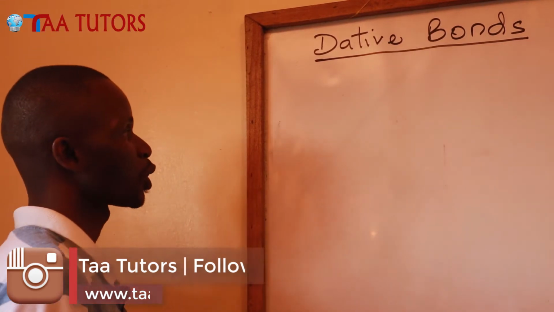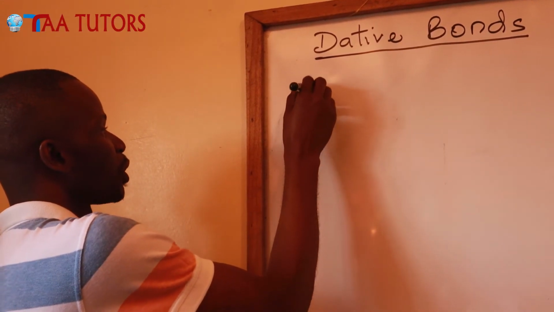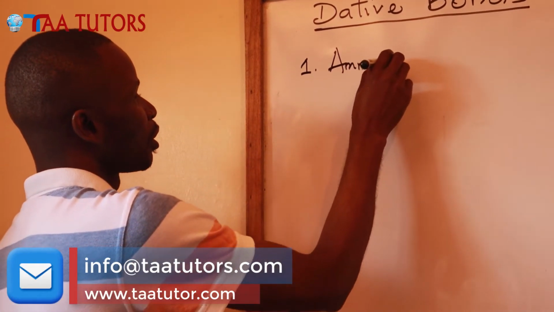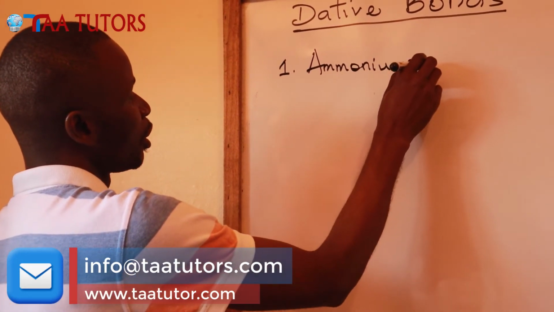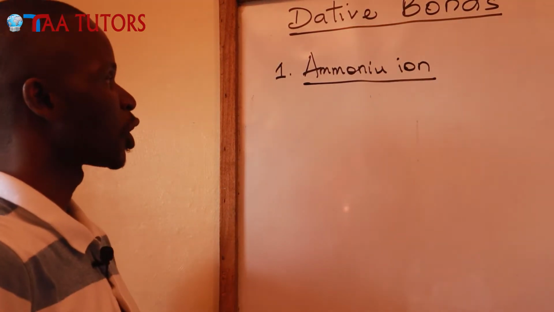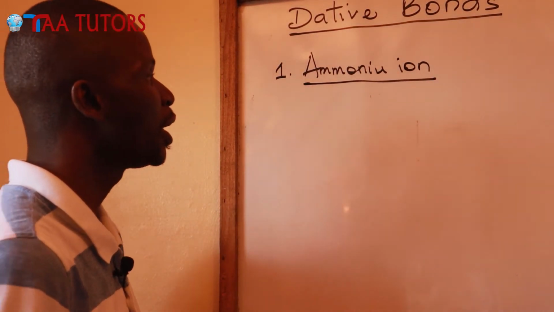To be able to understand that, I want us to know what happens. And there are 3 examples I want to give of dative bond. One of them is the ammonium ion, the bond in the ammonium ion. This ammonium ion has what we call dative bonds. And not just the ammonium ion, any radical.